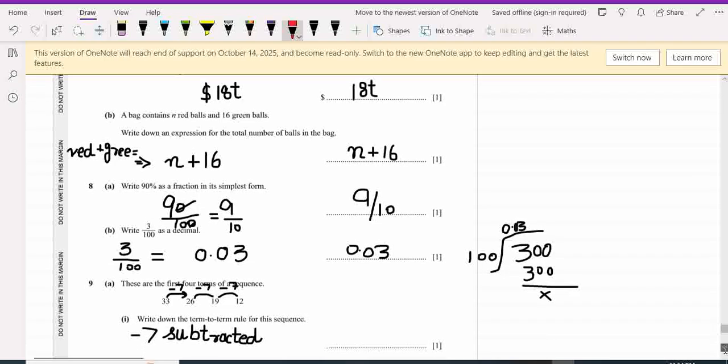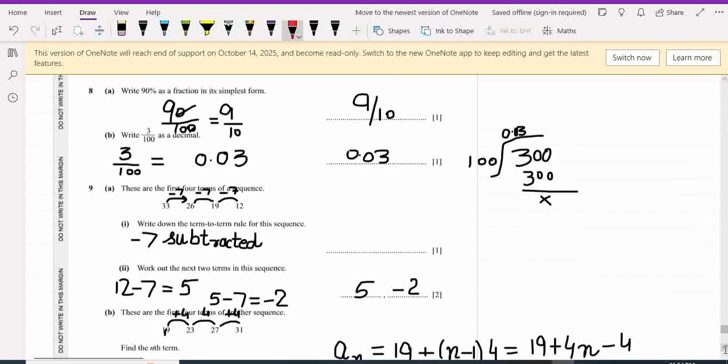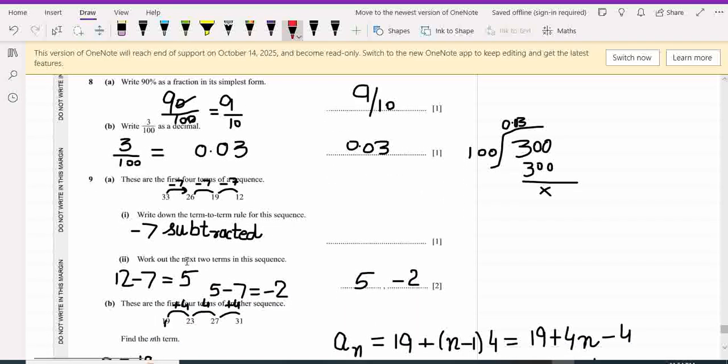Next, a series or sequence is given, and we have to write down the term to term rule. So, a very easy question. The term to term rule is that 7 is being subtracted from each term. Like 33 minus 7 is 26. 26 minus 7 is 19. 19 minus 7 is 12. If you have to write the next term, then 12 minus 7 will be the next term. 12 minus 7 is 5. So 5 minus 7 is the next term, and so on.